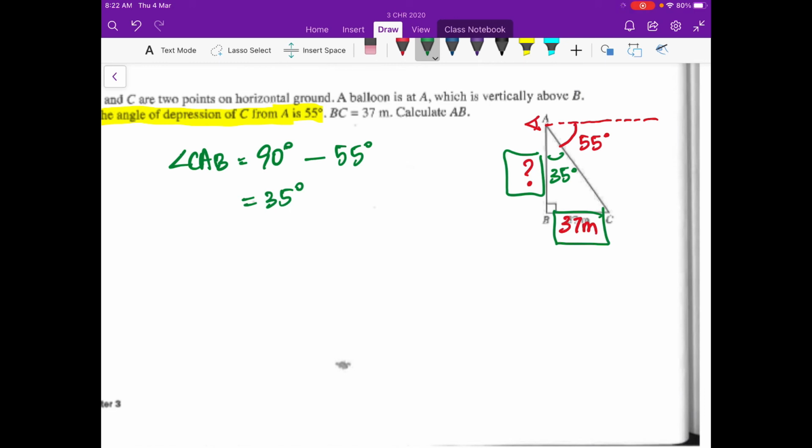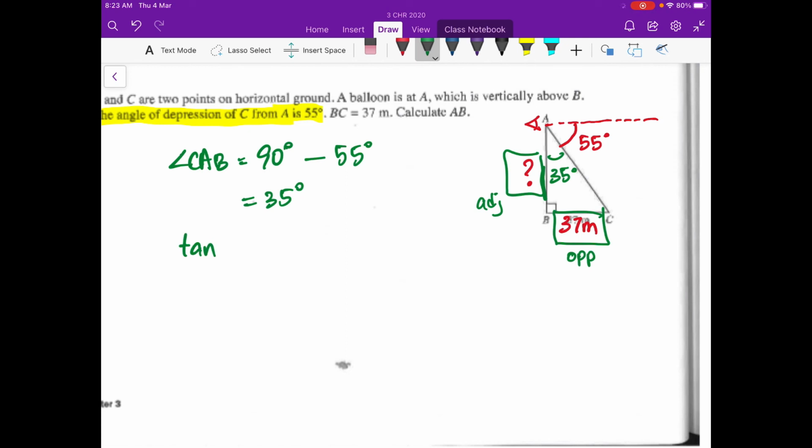So with reference to the 35 degrees, what is the side BC known as? What is the name of this side BC? Opposite, with reference to 35 degrees. Okay, I've got an opposite. What do I require? What is this side called? Adjacent. So if I have adjacent, I have opposite, I have angle, which trigo ratio do we use? Tangent.